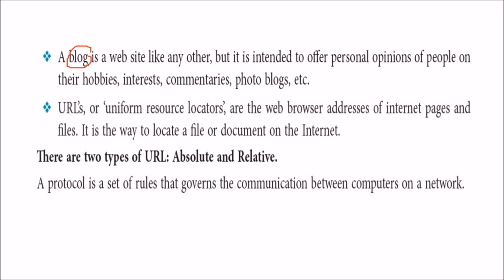A blog is just like a website. It is intended to offer personal opinions of people on, say, hobbies, interests, commentaries, photo blogs, etc. URL is Uniform Resource Locator. These are the addresses you put in the web browser for getting internet pages and files. So it is the way to locate a file or document on the internet. There are two types of URL, absolute and relative. And what are protocols? These are the set of rules that govern the communication between computers on a network.